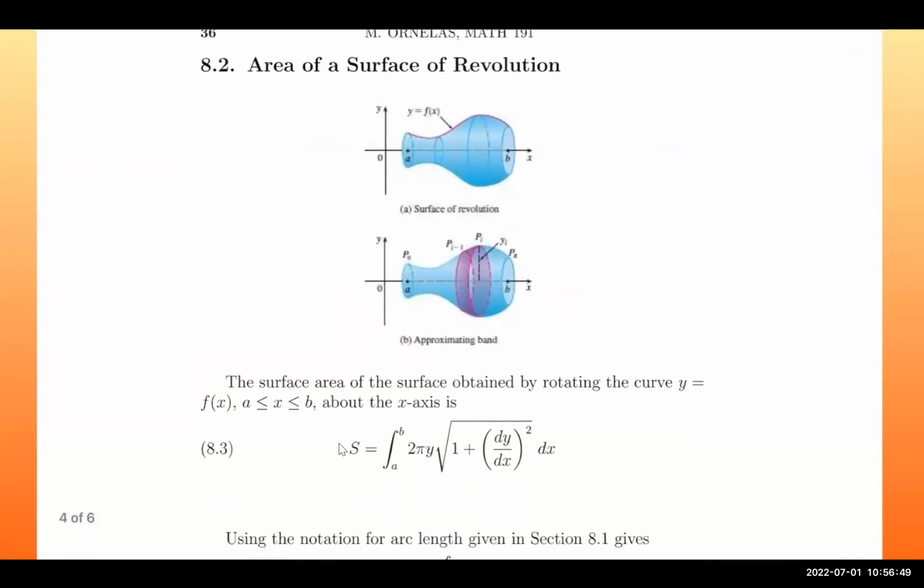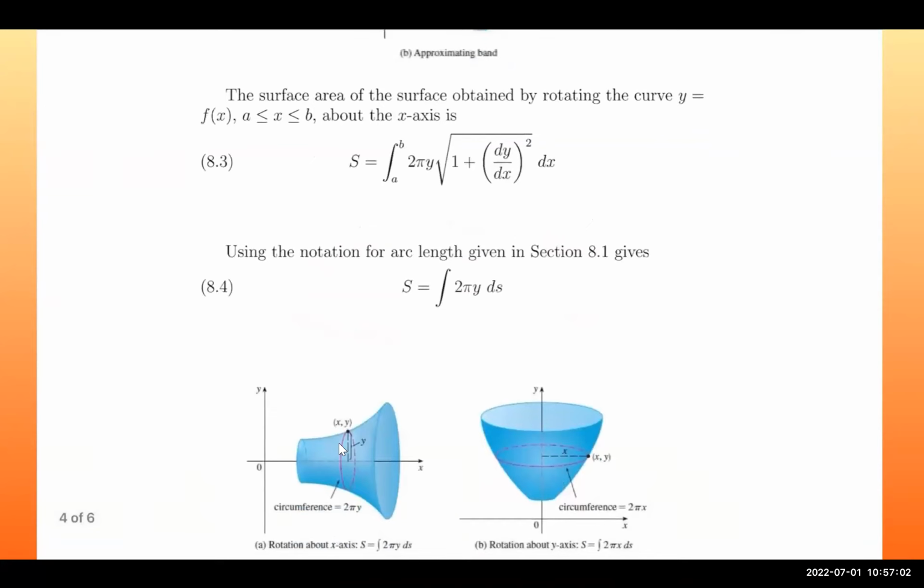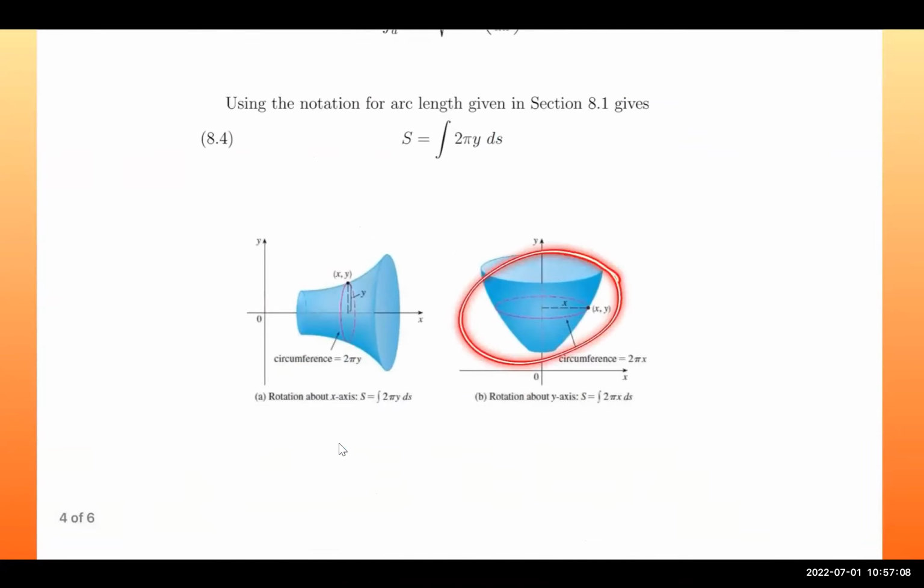This is section 8.2, area of a surface of a revolution. So we're going to rotate the function over the x-axis or the y-axis and create these bands, and that's what we're going to approximate. And here's the formula for surface area when you're rotating over the x-axis.